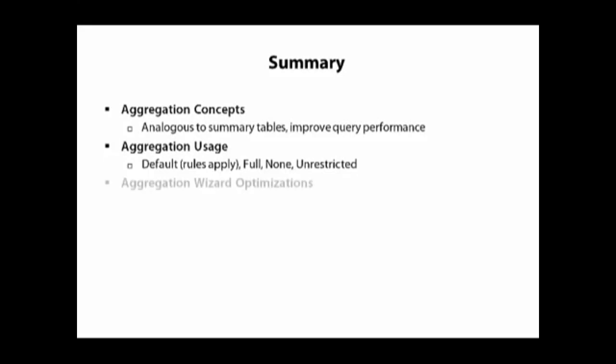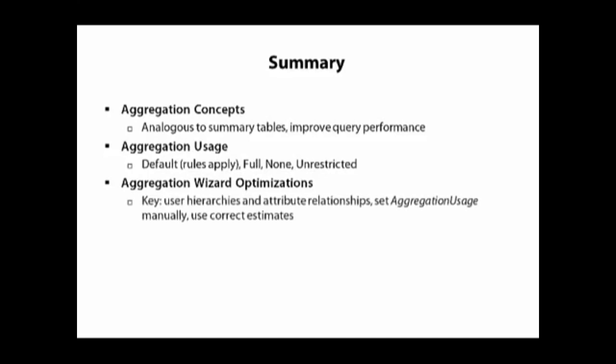In addition to working with the aggregation usage, there are some steps that we can take to optimize the time that the aggregation wizard takes to create the aggregation designs. Most importantly, we need to create user hierarchies and define attribute relationships to get the best design. We can also help the wizard by setting the aggregation usage properties manually. It's also important to use the correct estimates for the partition count, as well as each attribute's number of members within that partition.